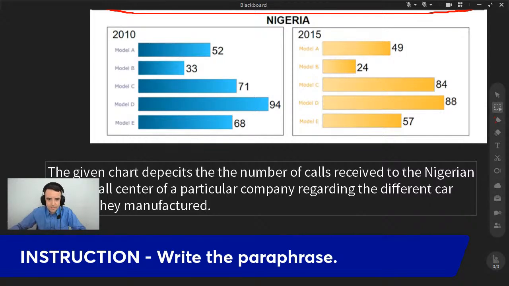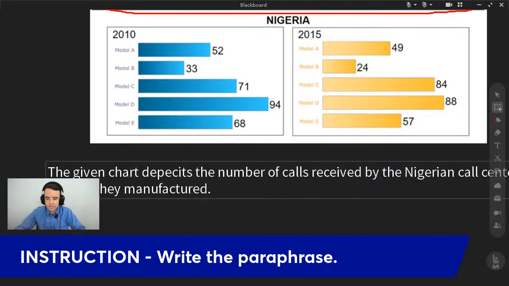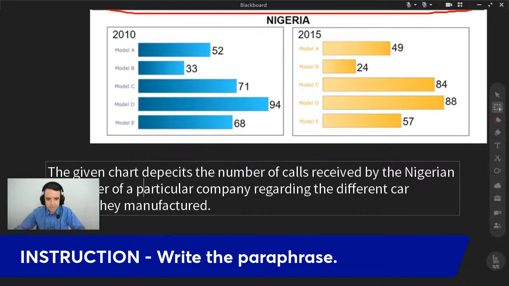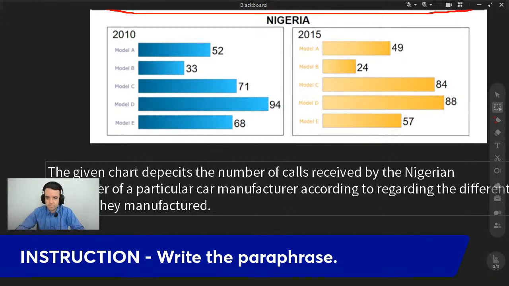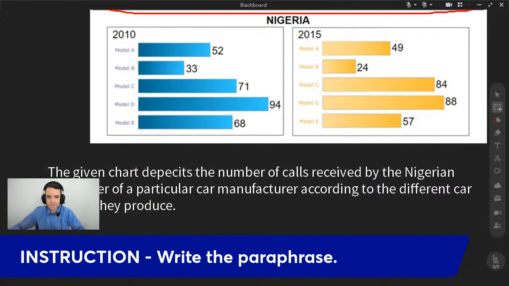Okay, the given chart depicts the number of calls received by the Nigerian branch, the Nigerian call center of a particular, let's say, car manufacturer, according to different car models they produce. Okay. That's our paraphrase. That's a suitable paraphrase there.